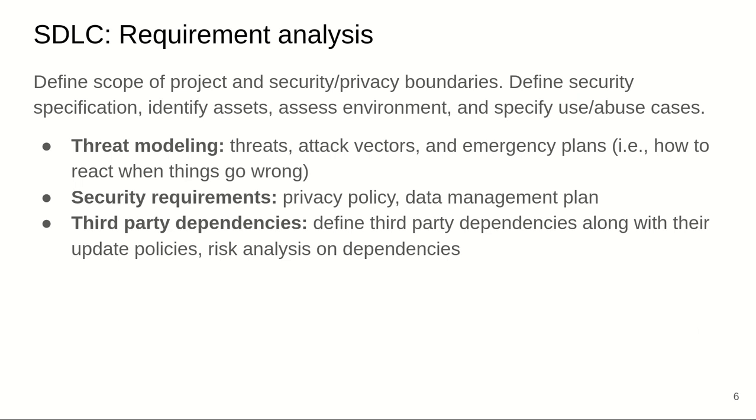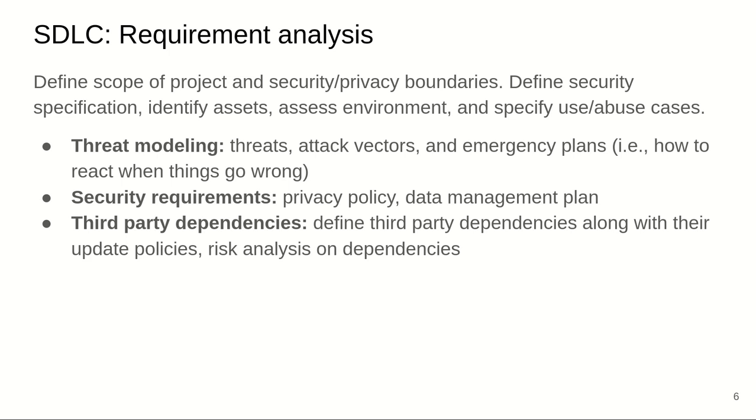So let's start with the requirement analysis. During this phase of your project, you need to define the scope and possible security and privacy boundaries. It's good to enumerate all the kinds of data that you want to store, process, and whatnot, and then define a security specification. For that, you would highlight different kinds of assets, environments that you would be running, and also an additional list of threat models and possible abuse cases.